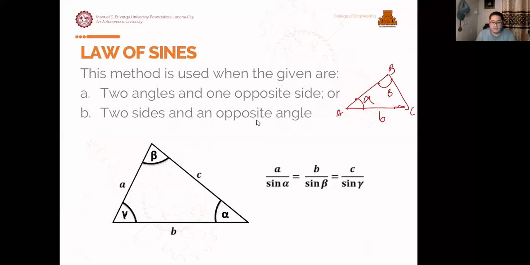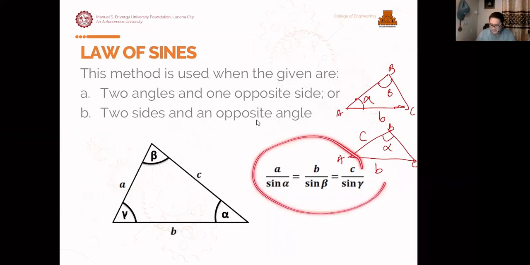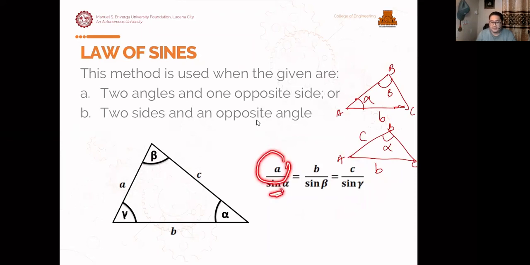Next, the letter B, two sides and an opposite angle. So, same lang din. So, halimbawa, A, B, C, tapos ito ay C, then meron tayong opposite na angle. So, itong alpha. So, pwede natin i-apply si law of sine, na ang formula niya is given as follows. Yung ratio nung side natin over nung sine ng opposite angle sa kanya is equals dun sa isang side, then opposite ng angle niya.